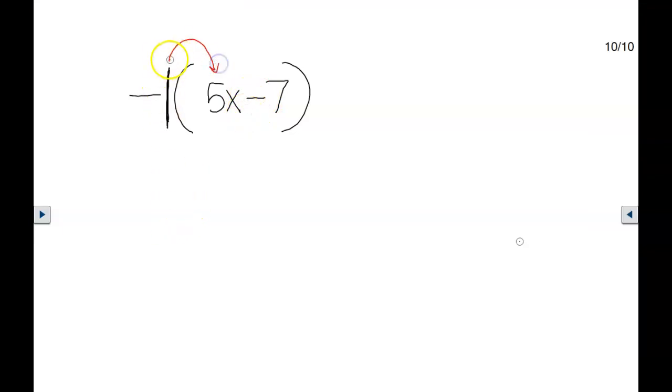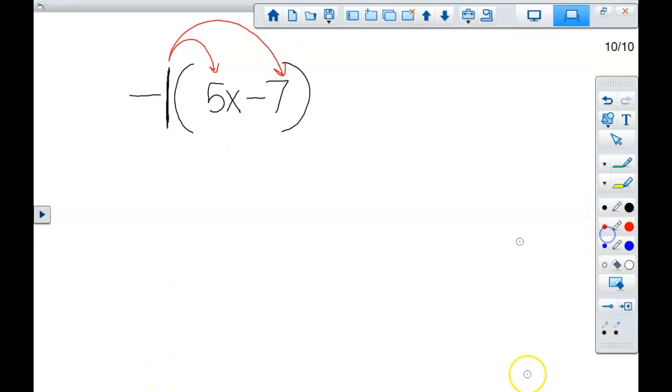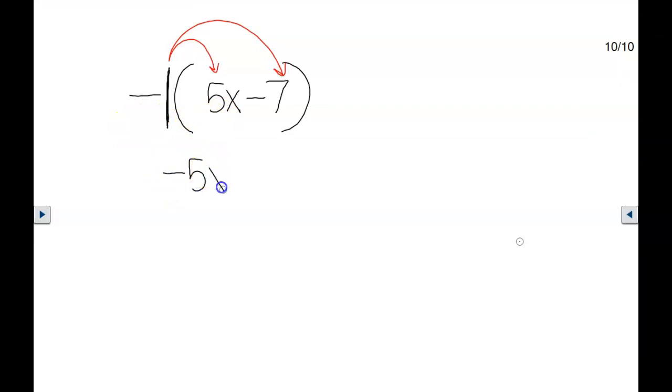So distributive says that to do negative 1 times this group, I do negative 1 times each member. So first, negative 1 times 5x. Negative 1 times positive 5 is negative 5. Reattach that x. And then this second part's where we've got to be careful. We're doing a negative 1 times a negative 7. Negative 1 times negative 7 is positive 7. So because it's positive, I'm going to put a plus here when I write it in my answer.